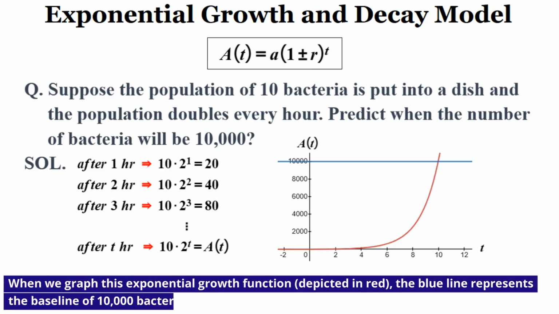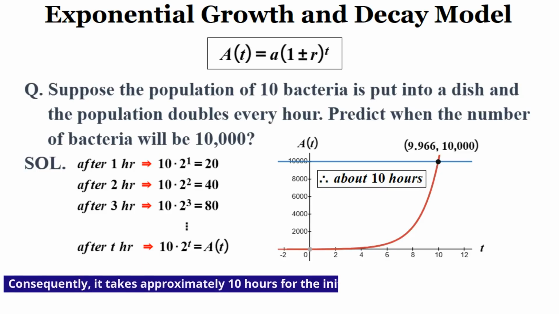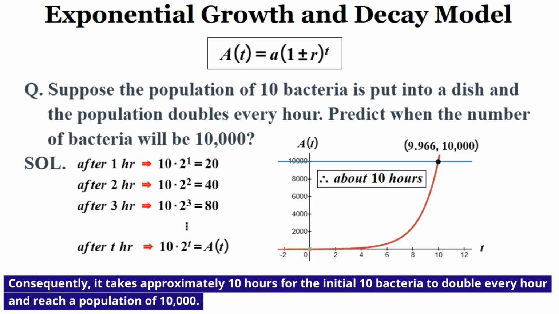When we graph this exponential growth function, depicted in red, the blue line represents the baseline of 10,000 bacteria. The coordinates of the intersection are 9.966 and 10,000. Consequently, it takes approximately 10 hours for the initial 10 bacteria to double every hour and reach a population of 10,000.